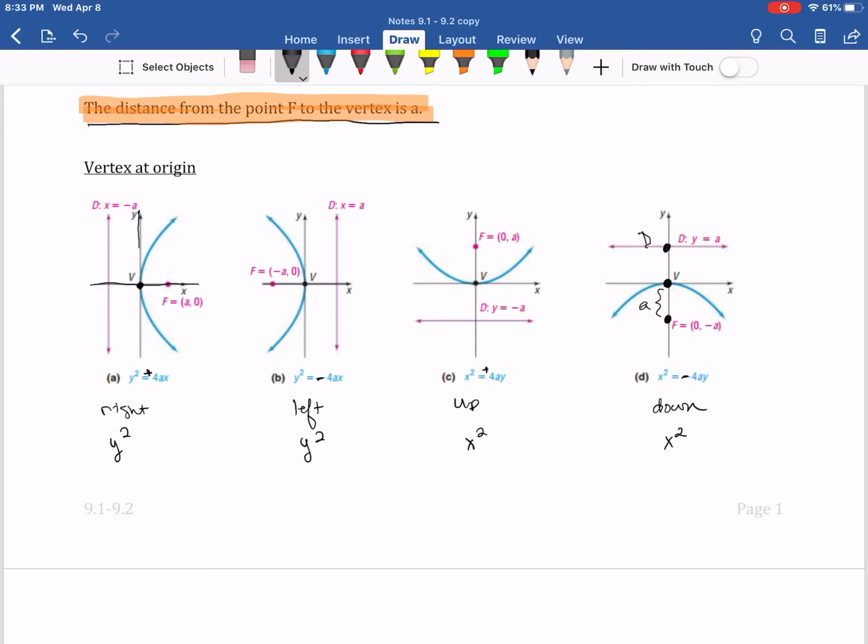Okay, so D is a point that's on your directrix line, and each point on the parabola is constructed so that the distance from a point to D is the same as the distance from that point to the focus. Now, if we've just decided that the distance from V to F is A units, the distance from V to D is also A units. And so the A is consistent in both contexts. A is the distance from the focus point to the vertex.